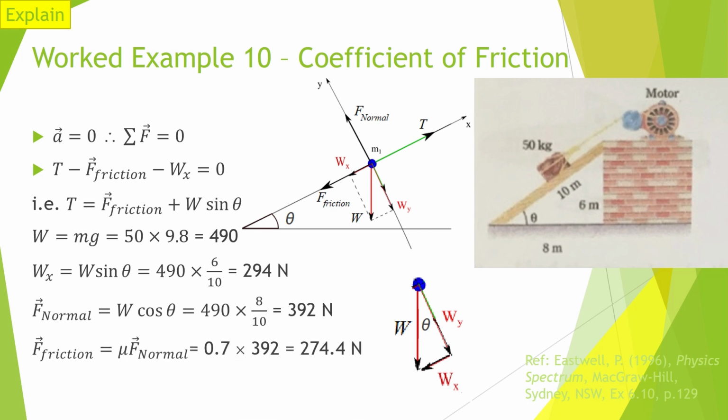And so the force due to friction must be the mu coefficient times the force in the normal direction. Mu is 0.7, force in the normal direction we've just found out is 392. Multiply them together, you get 274.4 newtons. Therefore, the tension equals 274.4 plus 294, which is 568.4 newtons.